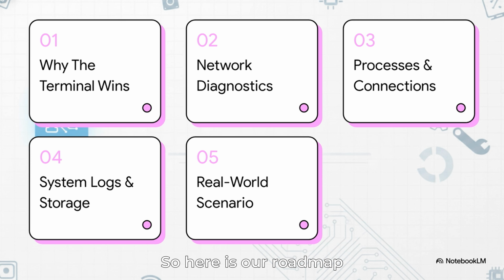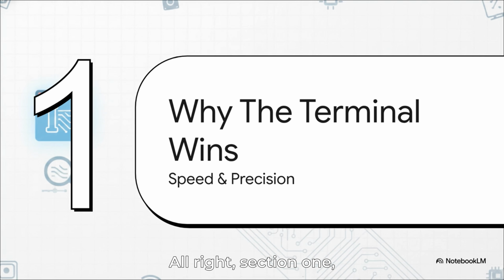So here is our roadmap for today's explainer. 1. Why the terminal wins. 2. Network diagnostic commands. 3. Processes and open connections. 4. System logs and storage. And finally, 5. A real-world support scenario.